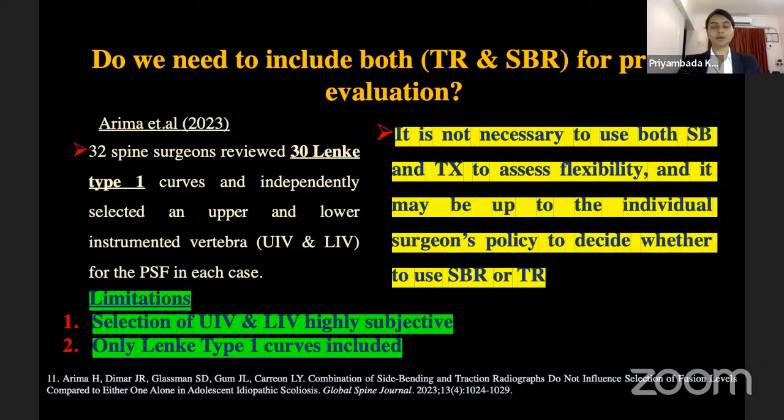In a latest study published this year itself, 32 spine surgeons reviewed 30 Lenke type 1 curves and independently selected the upper and lower instrumented levels for fusion. What was reported is that it is not necessary to use both these types of X-ray for flexibility assessment, and it is up to individual surgeons' protocol to decide which one to use. However, the major drawback of this study was that they had included only Lenke type 1 curves, and that selection of upper and lower instrumented levels is highly subjective.